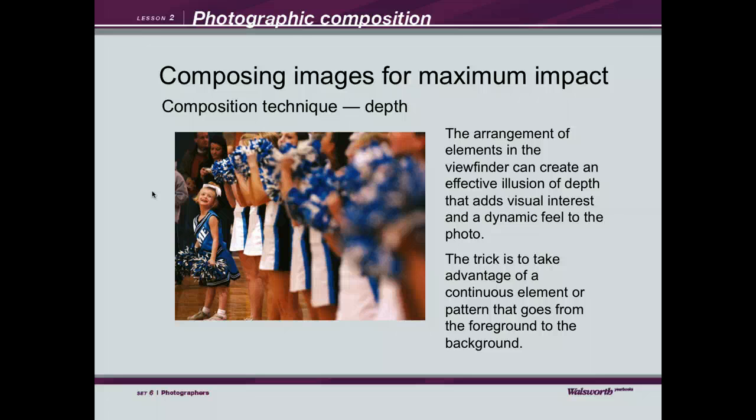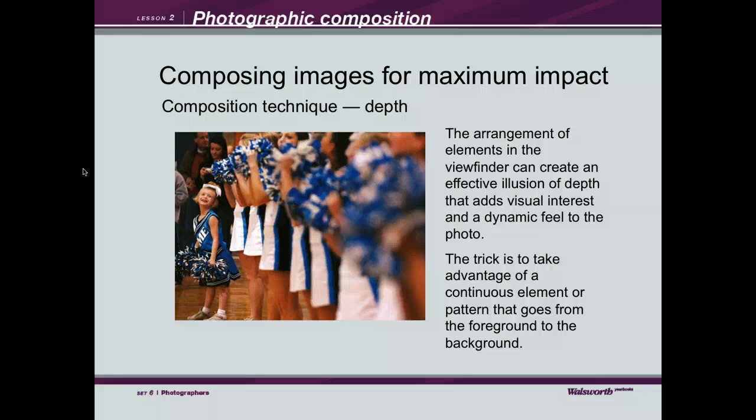The next one is depth, and this is basically the arrangement of elements in the viewfinder that help to create the illusion of depth. It's a very strong visual interest and helps to give a dynamic feel to a photograph. Here we have the young woman who's a cheerleader down at the end of our photo, and we're using a continuous element or pattern with the cheerleaders' uniforms and also with the pom-poms in their hands that will lead us to our center of interest, but also gives a sense of depth.